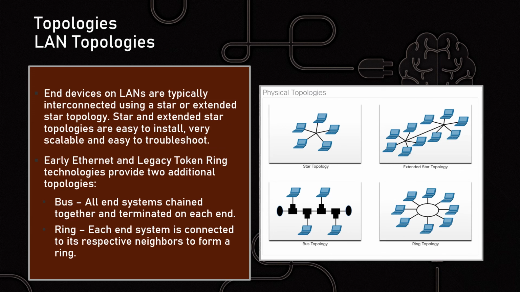End devices on LANs are traditionally interconnected using a star or extended star topology, as you can see in the top two graphics on the right. They're very easy to install, they're very easy to scale, and they're very easy to troubleshoot.